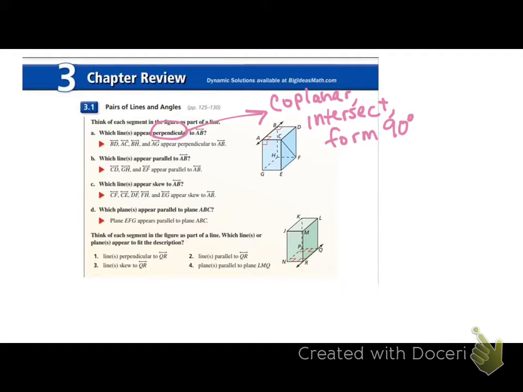Then we're going to talk about parallel. What do we know about parallel lines? They're coplanar. And what else? They never intersect. They're coplanar and they never intersect.